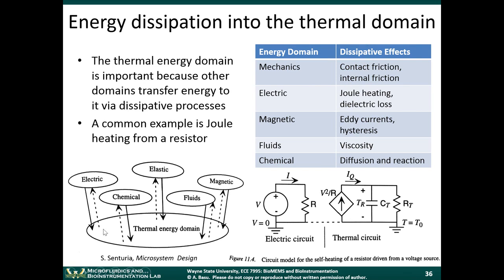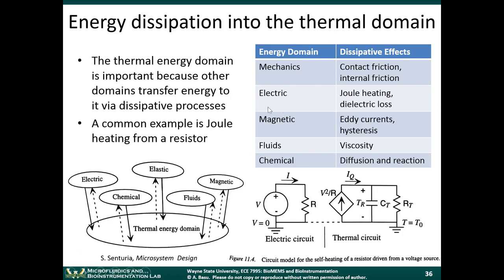This is a slide from Steven Centuria's textbook, which brings up an important point with the thermal domain. A lot of energy from other domains is dissipated into the thermal domain. For example, in mechanics, if you have friction for an object, the friction is converted to heat. In the electrical domain, if you run current through a resistor, you're generating heat.